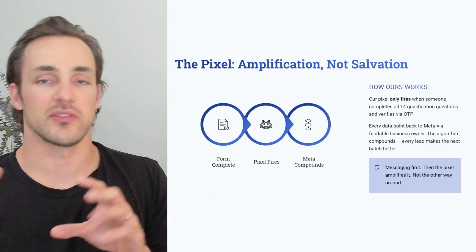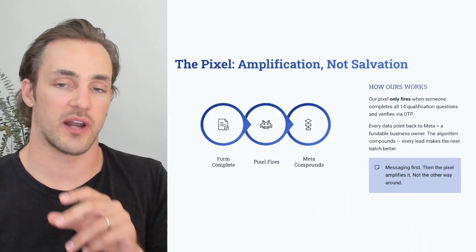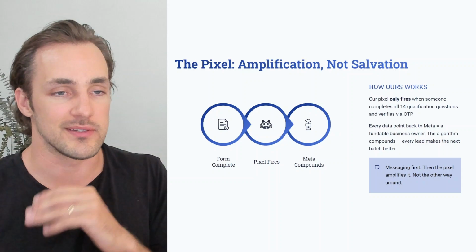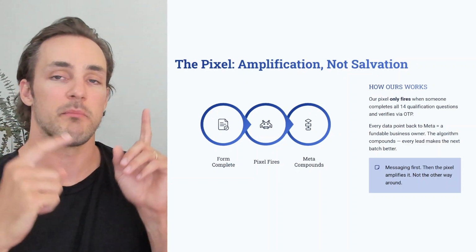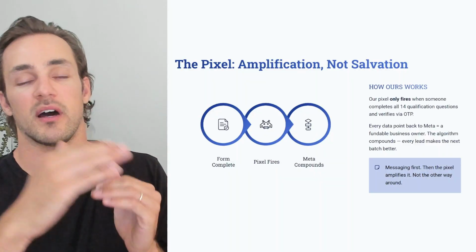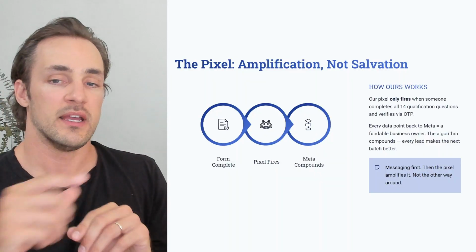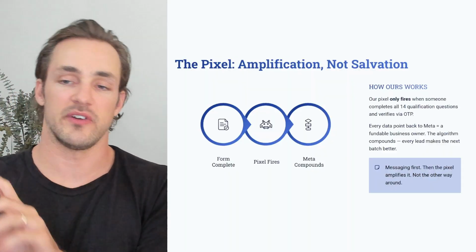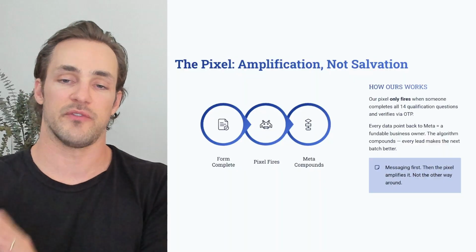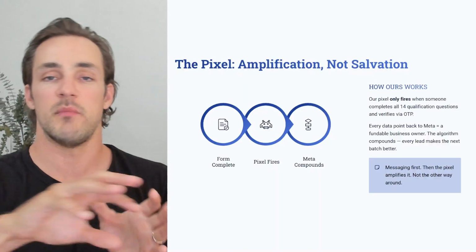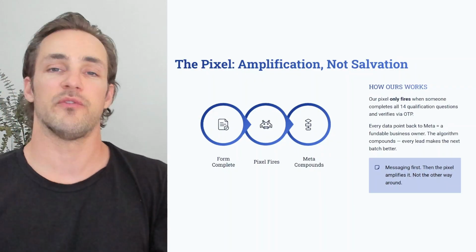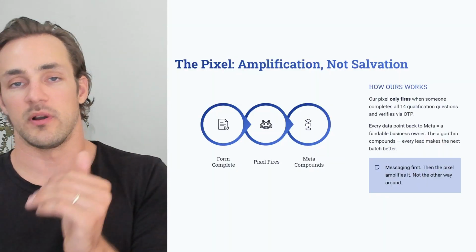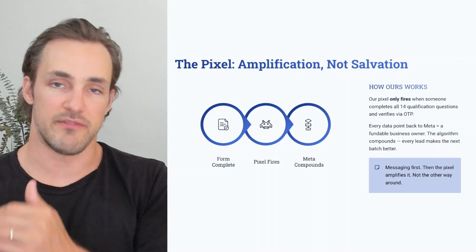Now, I said earlier that your pixel is maybe 5 to 10% of the equation. I want to come back to that because it does matter, just not in the way that most people think. Your pixel is not going to save bad messaging, but when your messaging is right, your pixel becomes incredibly powerful. Here's why. Our pixel only fires when someone who is qualified fills out our qualification form, not when they land on the page, not when they start filling it out, only when they make it all the way through, meaning once they've answered all 14 questions correctly, they verified their phone number with a one-time password, meaning they have a valid email address and a valid phone number.